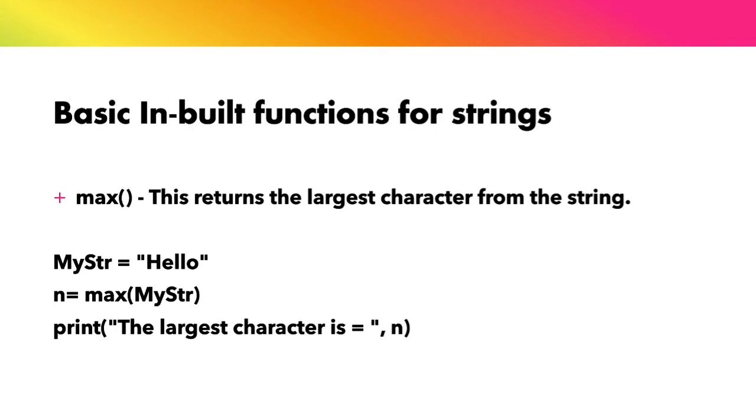The next inbuilt function over here is max, and it works exactly the opposite of your min function. It will return the largest character from your string, again based on the ASCII value. So my str is equal to hello, n may return the value which is coming from max of my str, and then I'm just printing the value. The pattern is just the same.